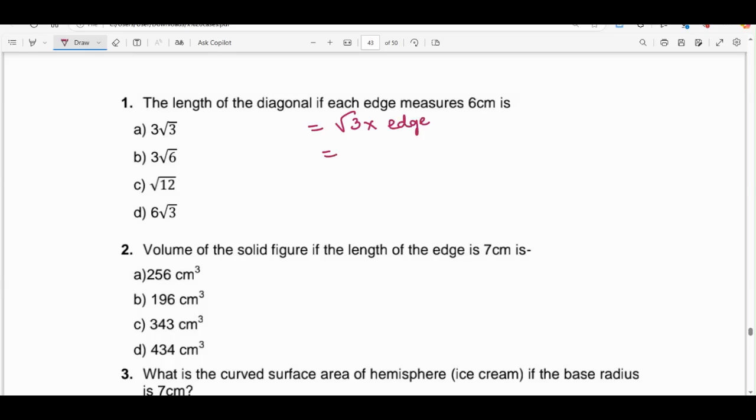So here edge is how much? Root 3 into edge is 6. So it will be 6 root 3. So the answer is D.